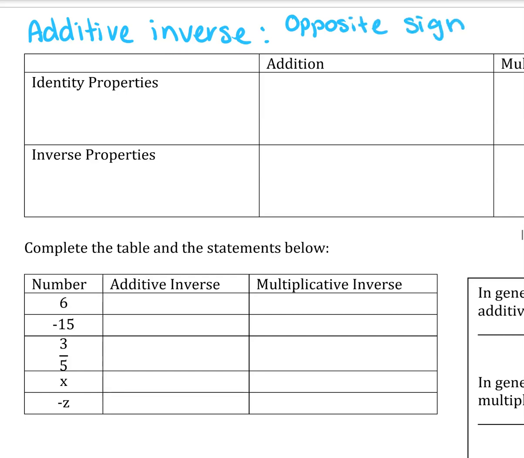Okay, so like if I had something like positive 3, okay, then the additive inverse would be the opposite. So, wow, that's not how you spell inverse. Wow. The opposite would be negative 3. Okay. Same thing if I had negative 6, then the additive inverse would be the opposite of negative 6, which is positive 6. Okay. So sorry about that.